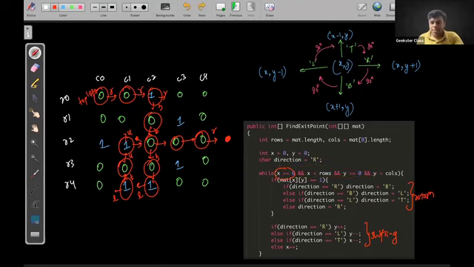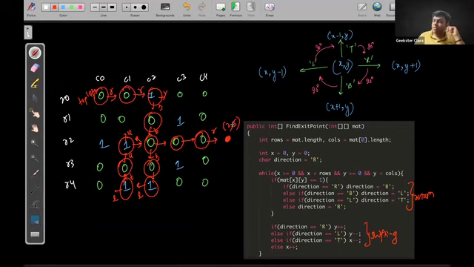Why? Is x more than or equal to 0? Yes. Is x less than rows? Yes, x is less than 5. The coordinate is more than 0, less than 5. So with respect to rows, it is within the matrix. But with respect to column, what can we say? Is it more than or equal to 0? Yes. But is it less than columns? No, it is not less than columns. It is equal to columns, it is equal to 5. The coordinate is 2, 5.